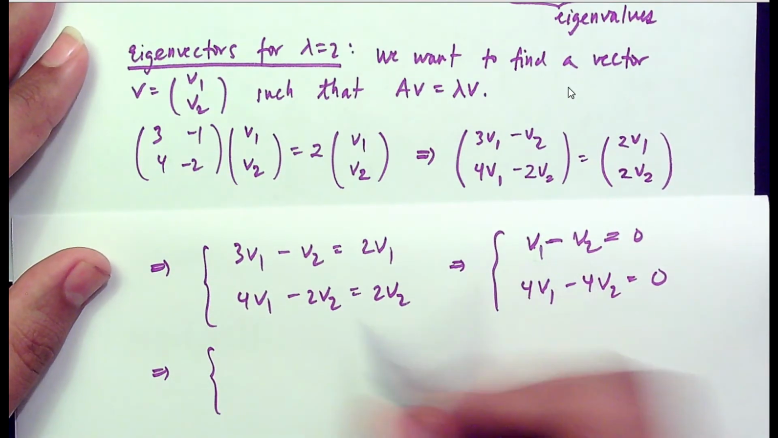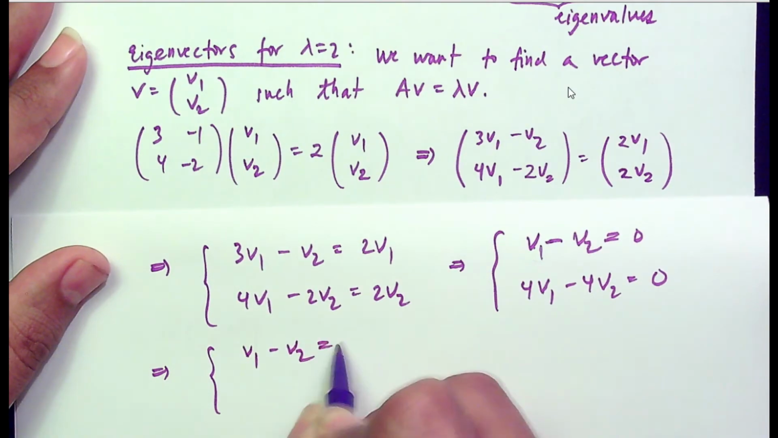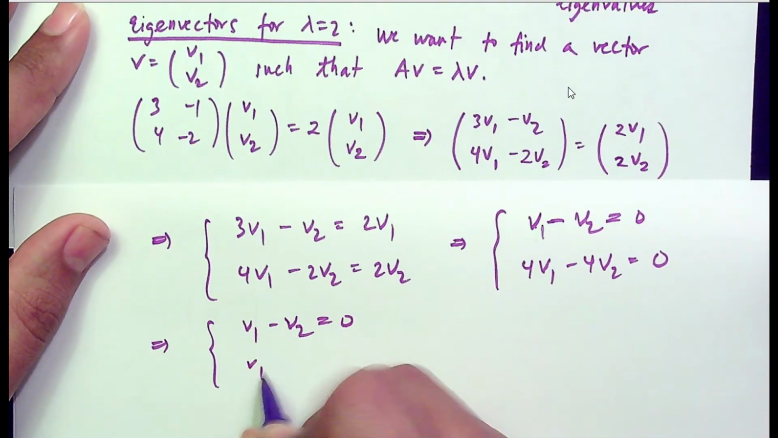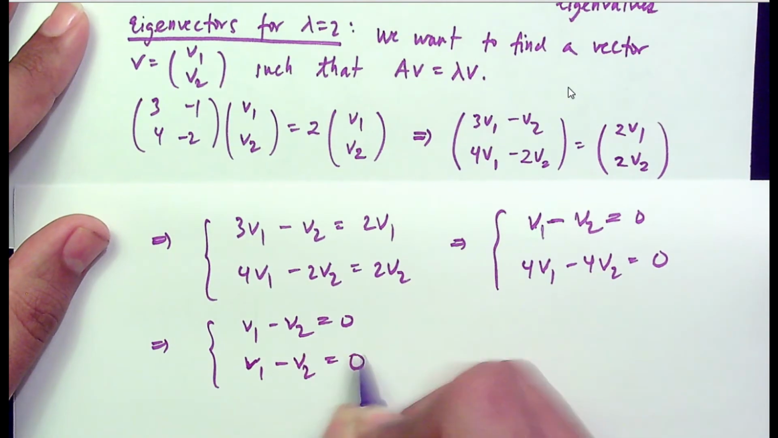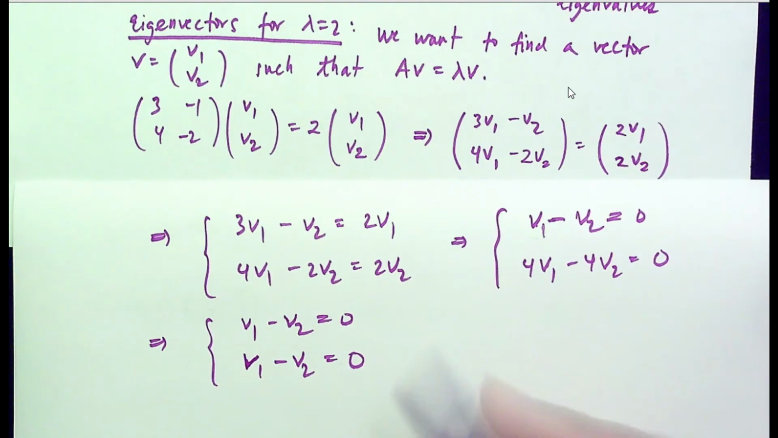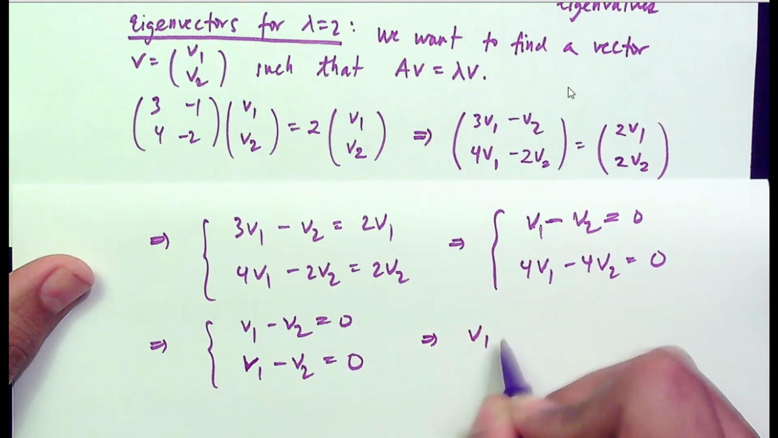And then note that you get v1 minus v2 equals 0 on the top, and the bottom you can divide by 4. If you divide the second equation by 4, you actually get the same thing as the equation at the top, and that is actually typical. That's always going to happen. So these two equations give you the same thing. And either way, you're going to get that v1 equals v2.